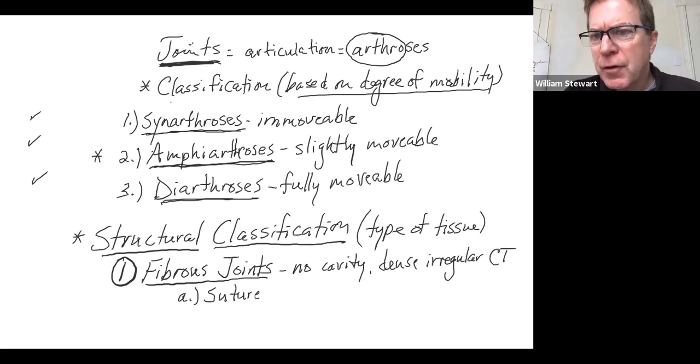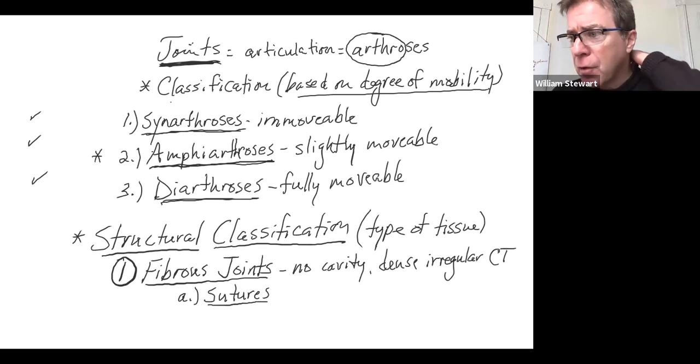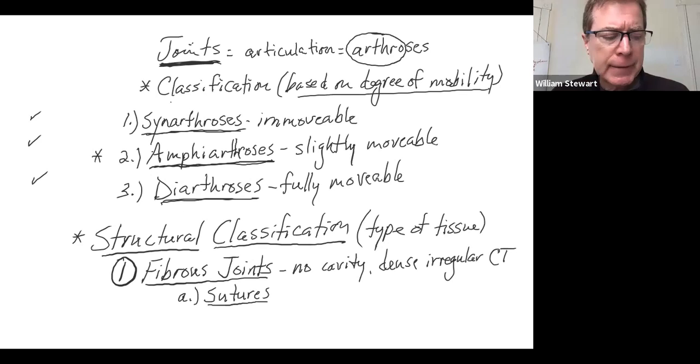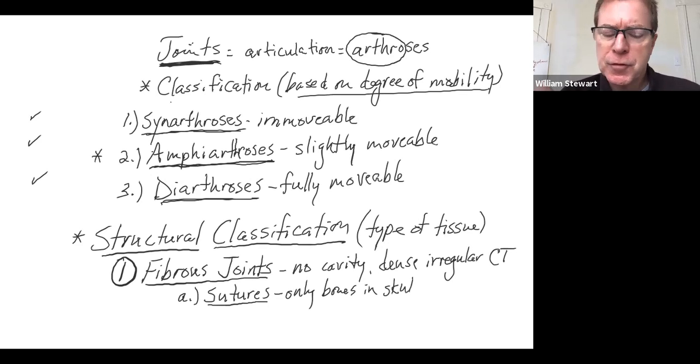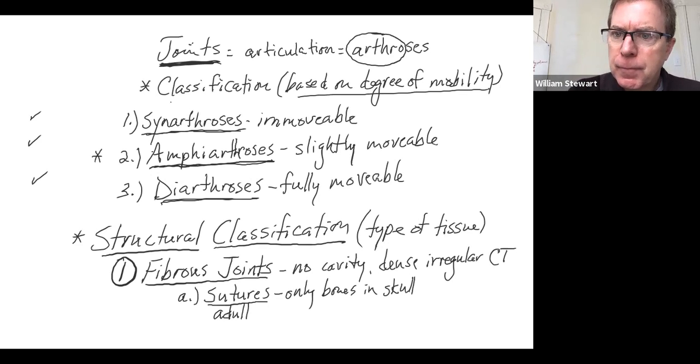We learned briefly what a suture was, particularly when we were talking about the skull in the last unit. Sutures are only bones found in the skull, first of all. In adults, sutures are considered synarthrotic.